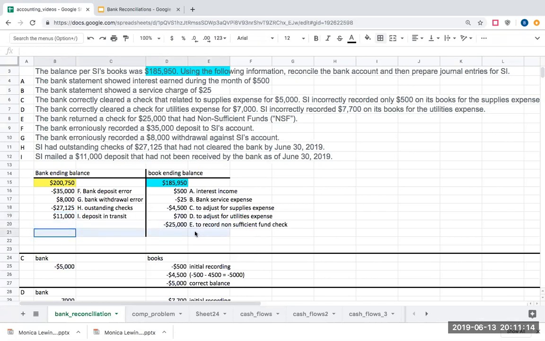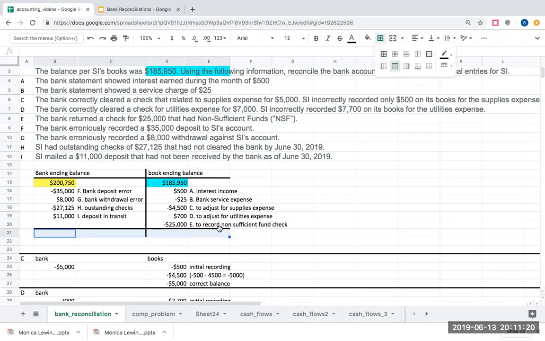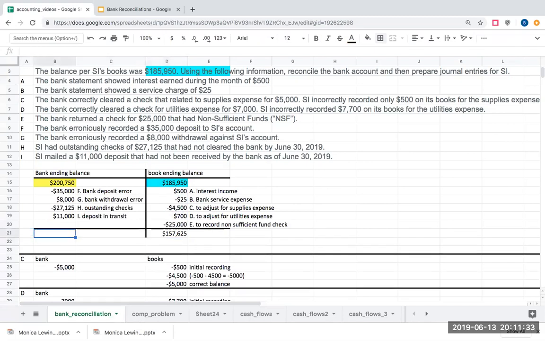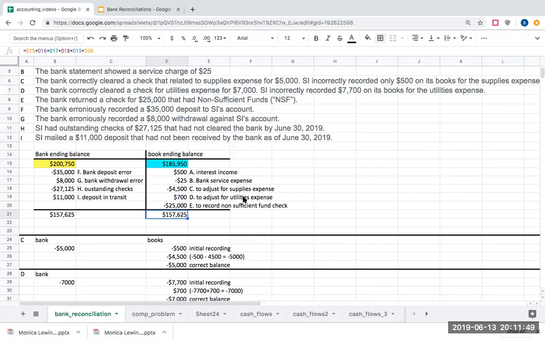So I've looked up, I've done A through I, and now what I'm going to do is total these up to make sure that they balance. So over here, I have 185,950 plus 500 minus 25 minus 4,500 plus 700 minus 25,000. I get 157,625. Over here on my books, I'm adding up these various different balances. So my accounts are now balanced. I am now reconciled. So I've taken care of that part of it right here. And so I'm good to go, at least from this part here.